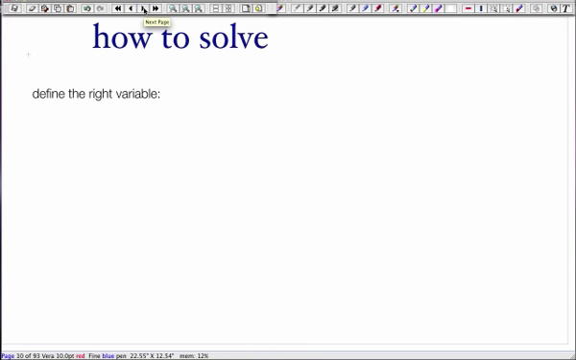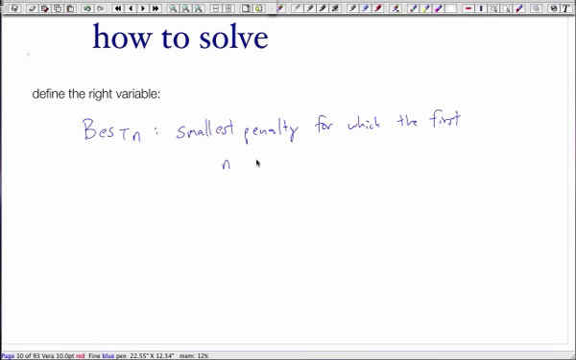Now, how did we solve this problem? From last class, we took this dynamic programming approach. We said, let us first define a variable that will represent our solution. The best n is the smallest penalty for which the first n words can be typeset. In other words, what's the best way to typeset the first n words?